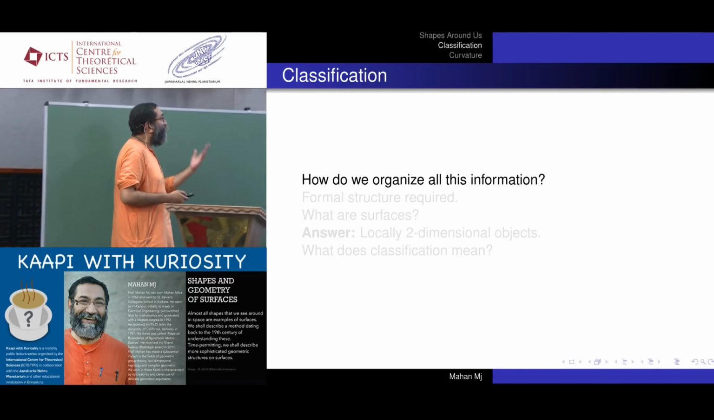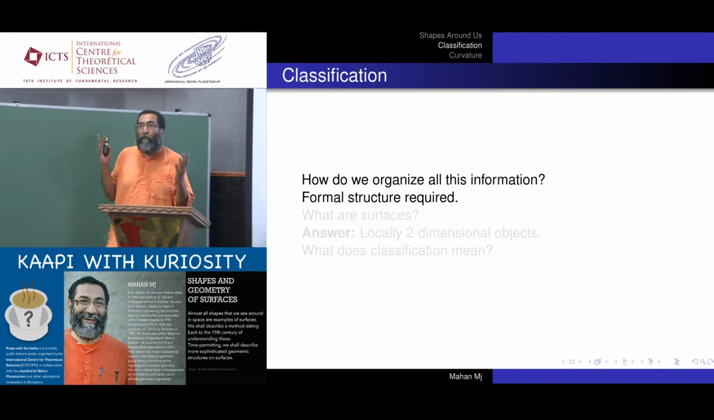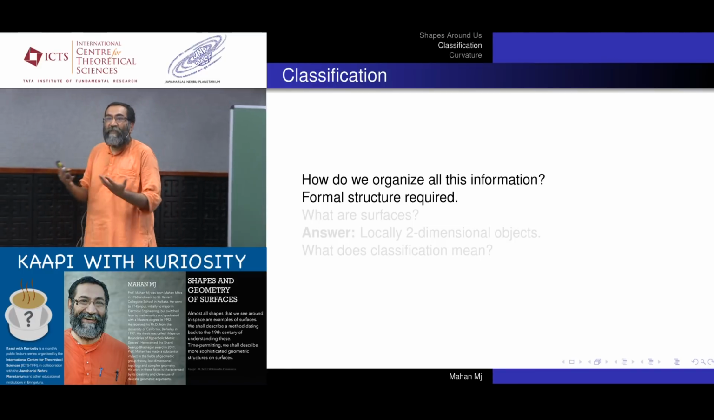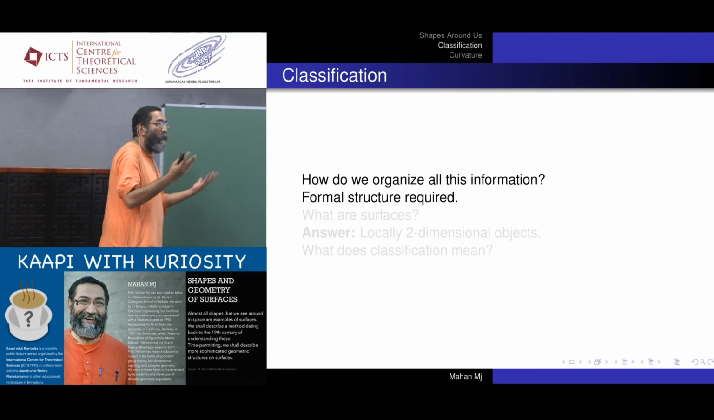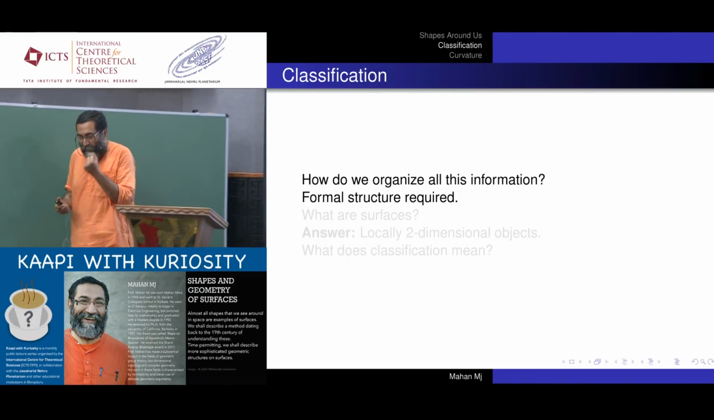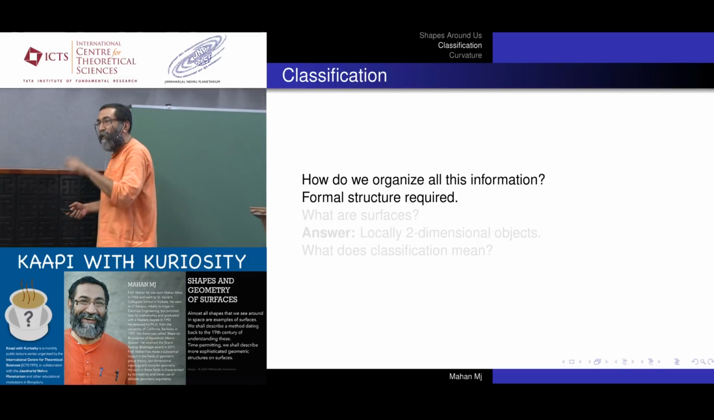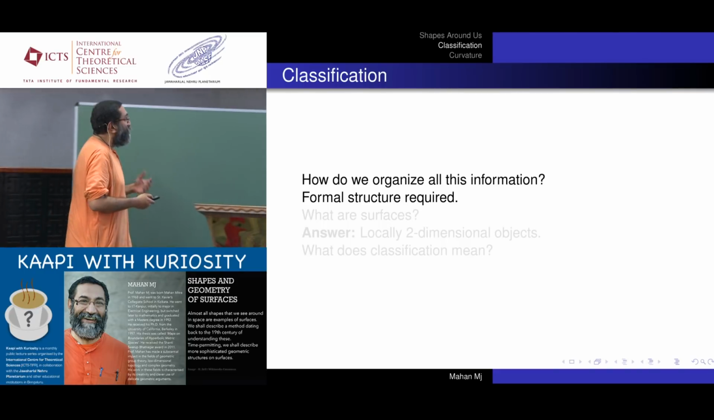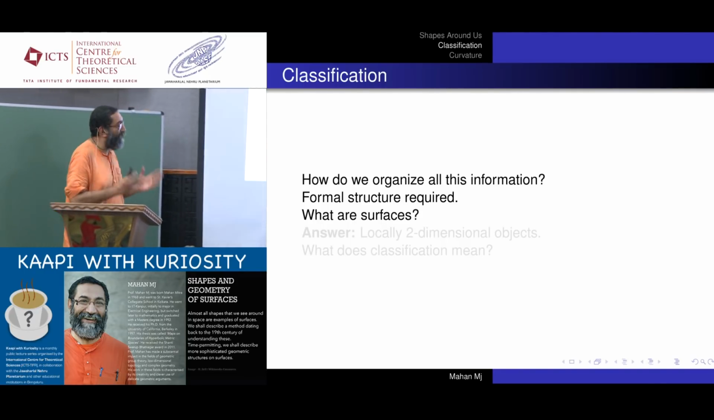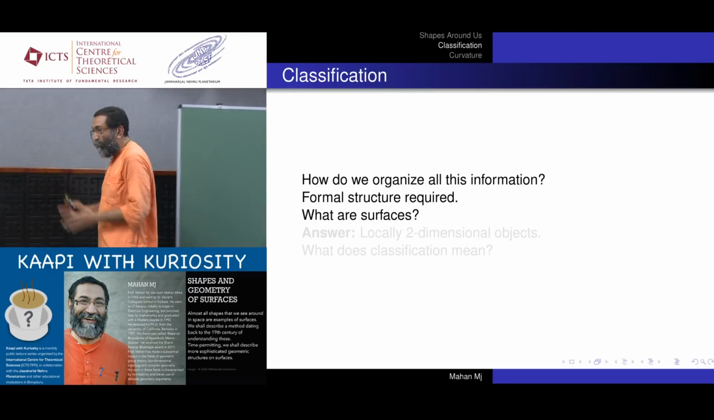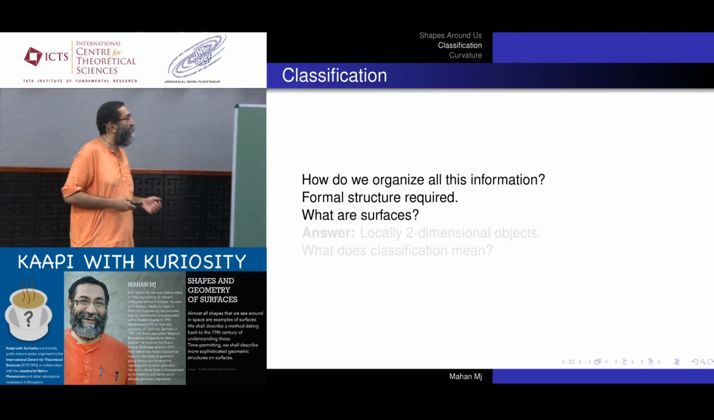Okay? So what we need is some kind of formal structure. Yeah? All visual information is a very informal way of describing what surfaces are. So we need to understand what these things are in terms of stuff that we can actually put on paper and communicate to other people. So what are surfaces? Yeah? We'll have to have a definition, a clear notion, which we can communicate to other people.